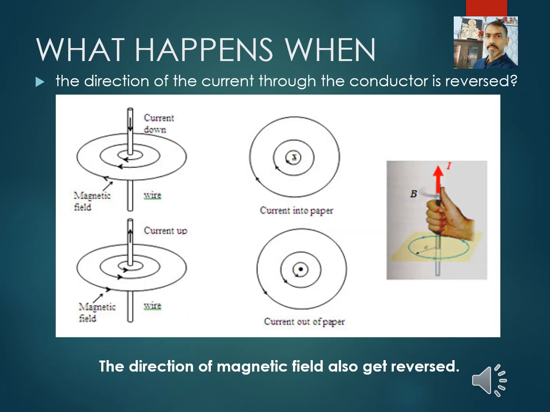Does the direction of magnetic field lines get reversed if the direction of current through the straight copper wire is reversed? Yes, it gets reversed.